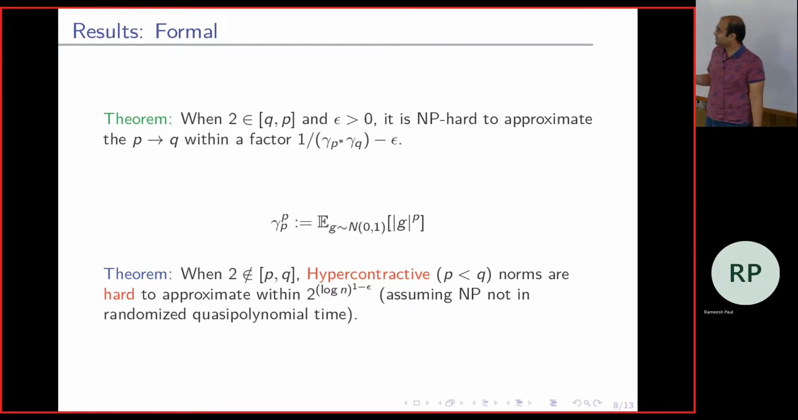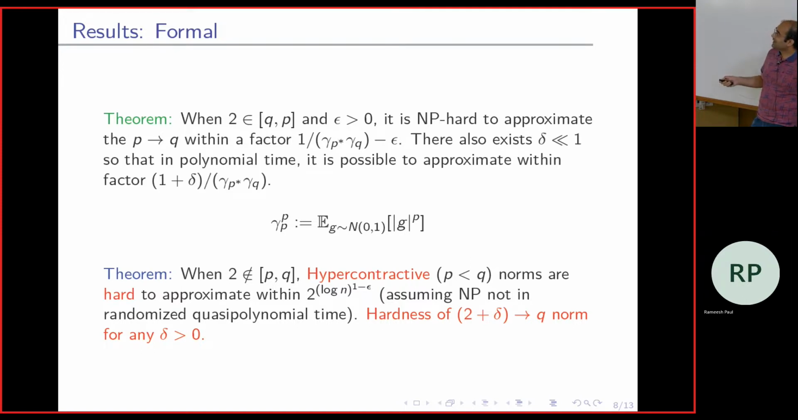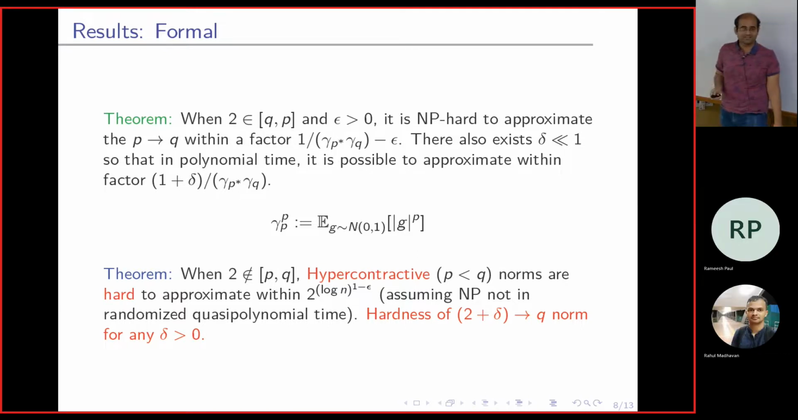Assuming it is not possible in randomized polynomial time. So as I was saying, I can do 2 plus delta to q, but I can't do 2 plus 1 over log n to q. That's surprising. And in an adjoining work, we basically show that you can also get an algorithm which is 1 plus delta times this constant. So it's up to this 1 plus delta, it's right.